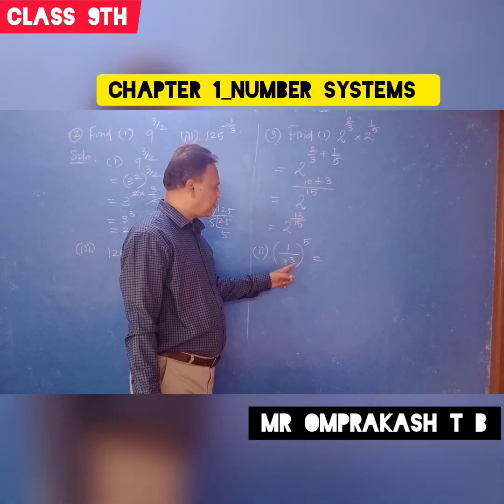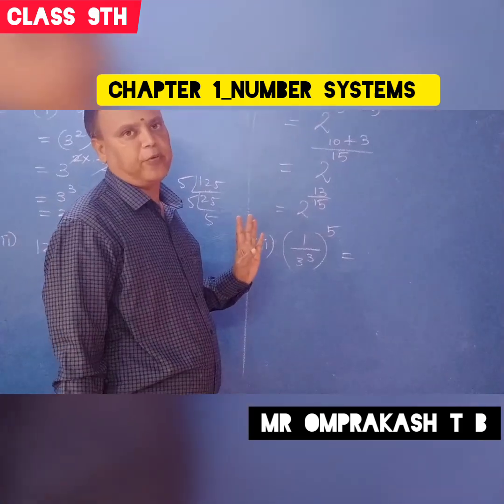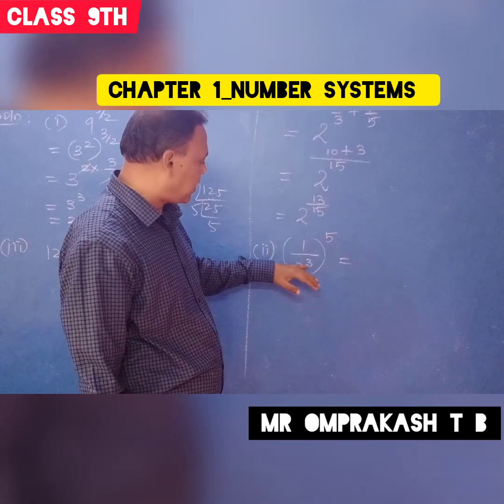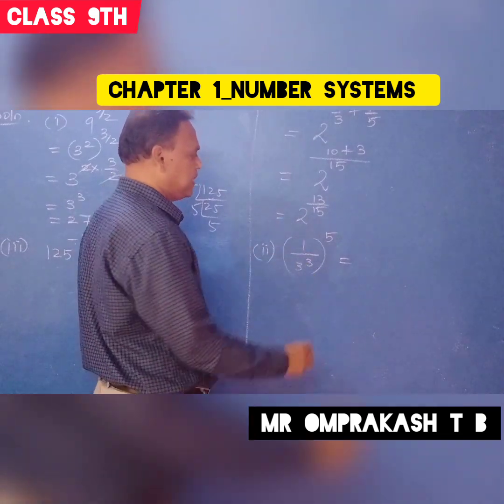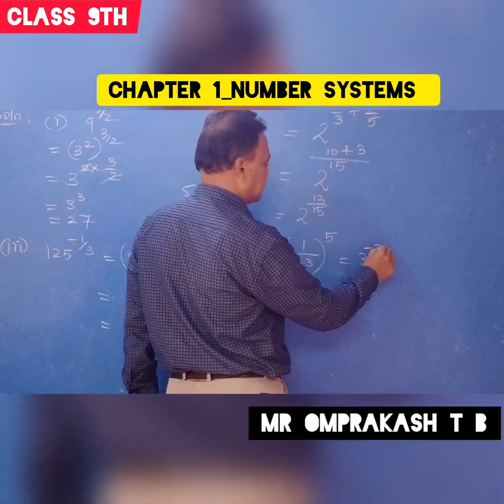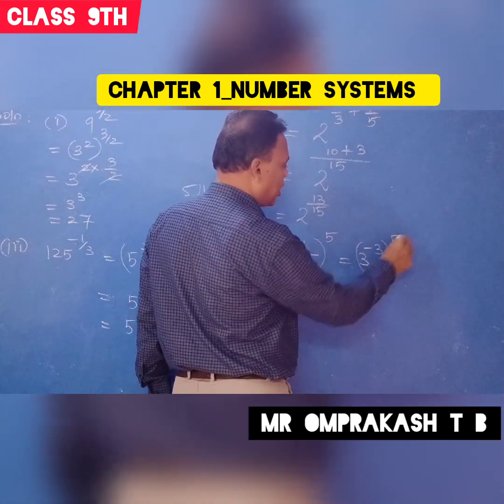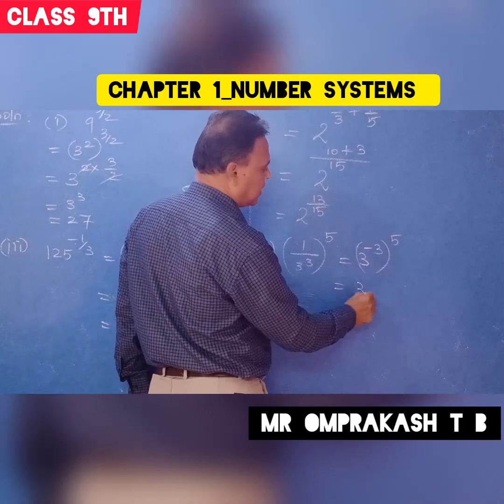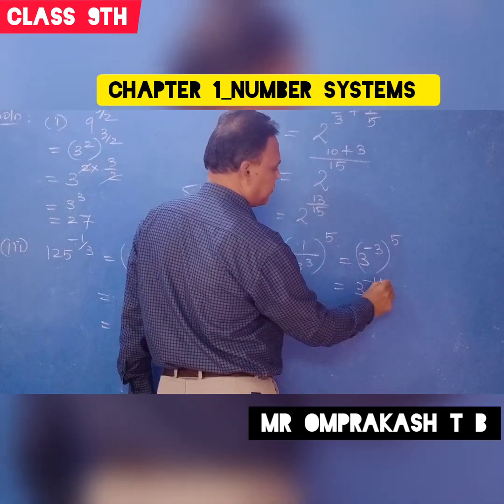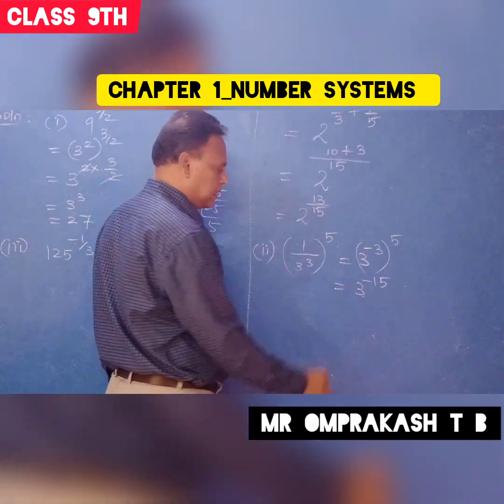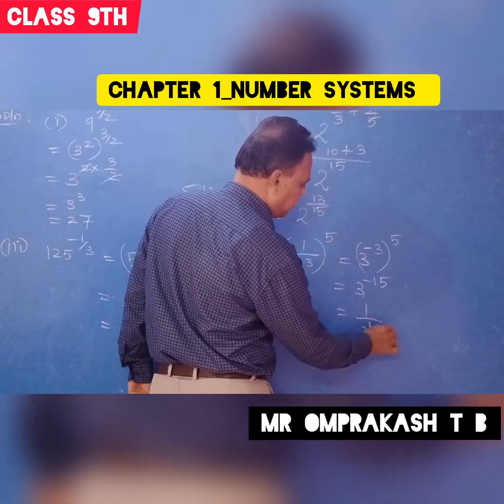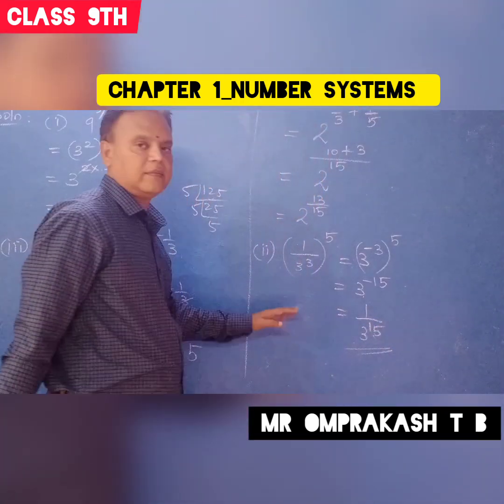So 1 by 3 power 3, whole power 5. For our convenience, what you can do is bring this 3 power 3 to the numerator, which means the power changes sign to minus. Power 5. Now power of power means you multiply these two, minus 15. Power of power means the powers multiply. Therefore you can rewrite it as 1 by 3 power 15.